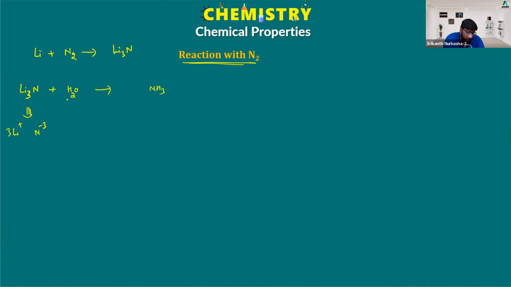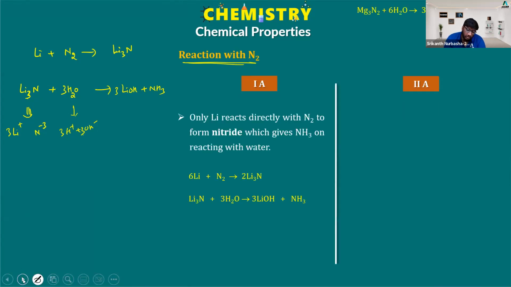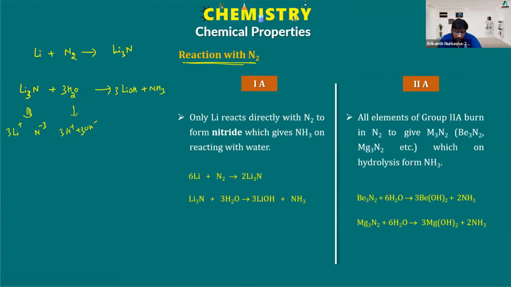Along with that, we have OH minus released out, right? Because water has H plus and OH minus. So Li3N will react with 3 H2O. So 3 H plus and 3 OH minus, you will form 3 LiOH. Clear or not? Like that, the reaction is going to happen. Same type of reaction with group 2A also. Ammonia is going to be evolved. Only lithium reacts directly with N2 to form nitride, which gives NH3 ammonia upon reacting with water.